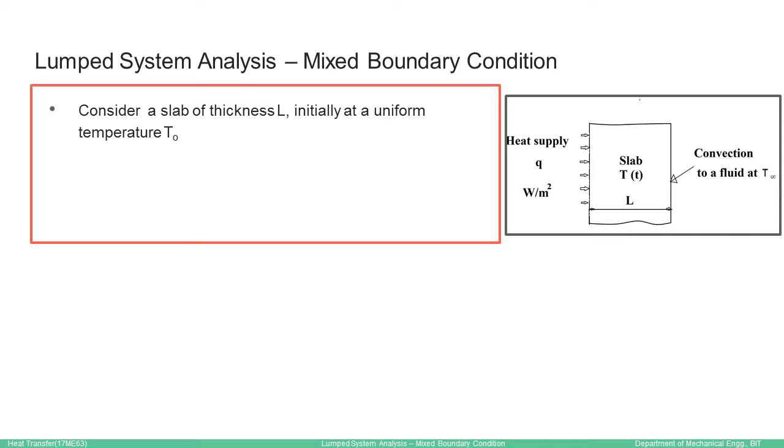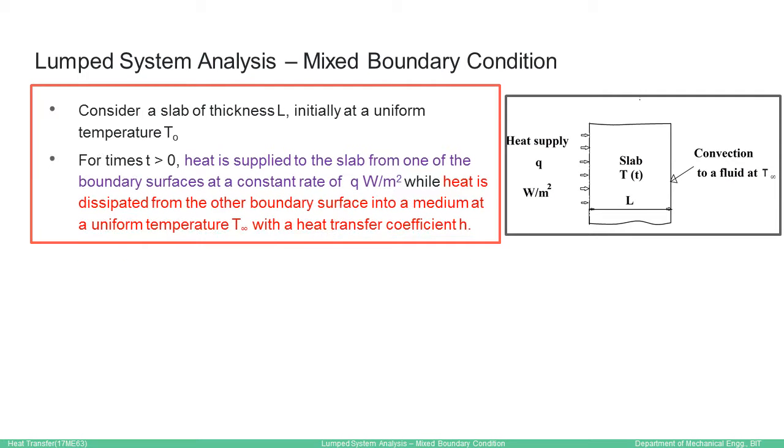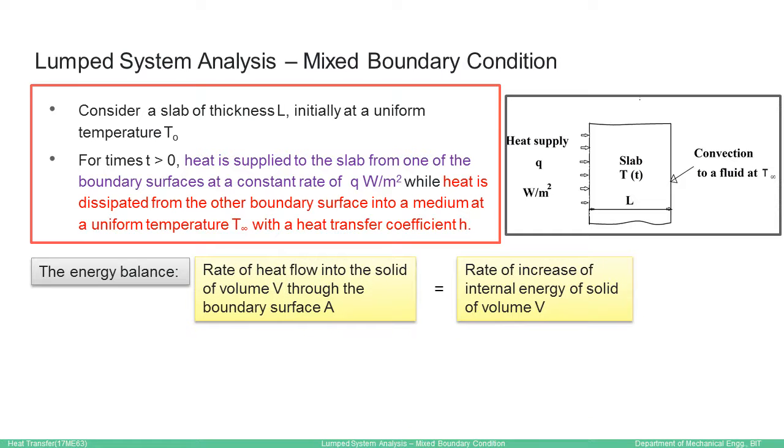Consider a slab of thickness L which is initially at a temperature of T0. On one side of the surface, heat flux q is applied, that is in watt per square meter, and the other side is losing heat due to convection, which is at a uniform temperature of T infinity with a heat transfer coefficient h. Energy balance for this: the left hand side of this equation is the rate of heat flow into the solid of volume through the boundary surface due to the heat flux applied and also the convective heat loss, which is equal to the RHS, the rate of increase of internal energy of the solid volume.